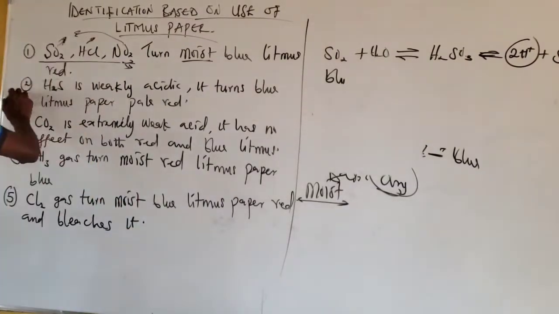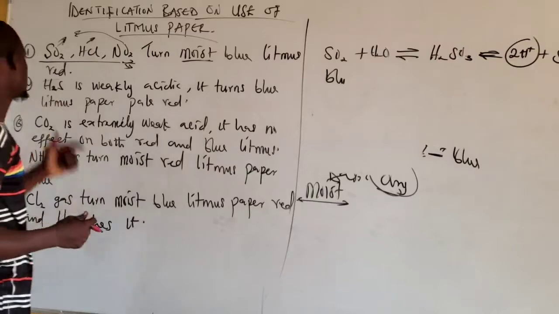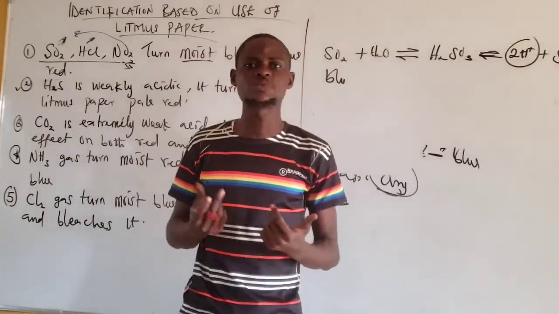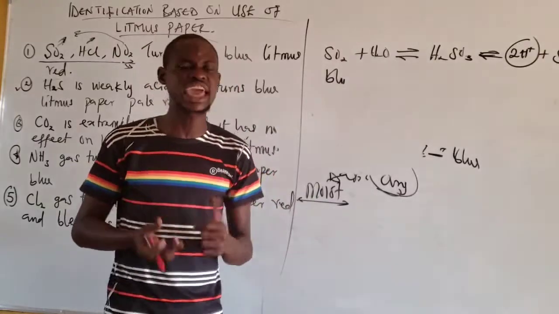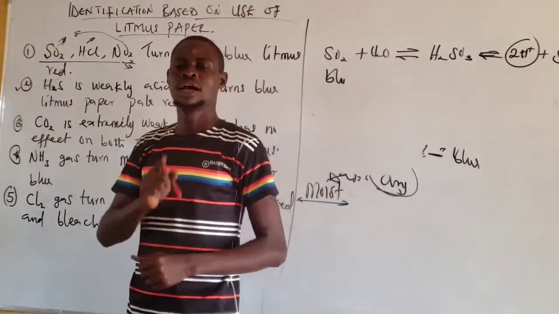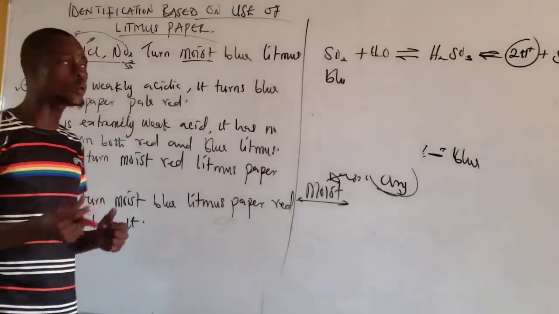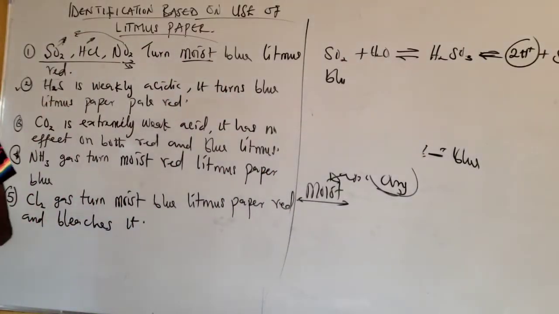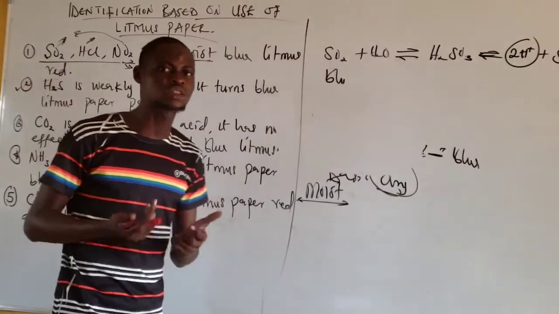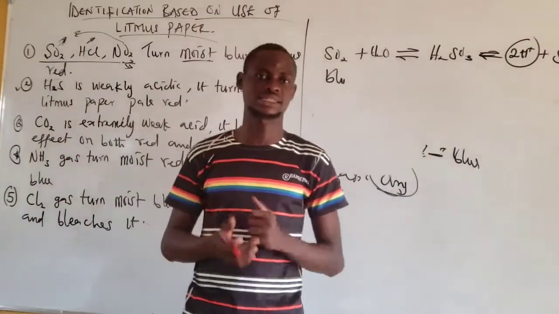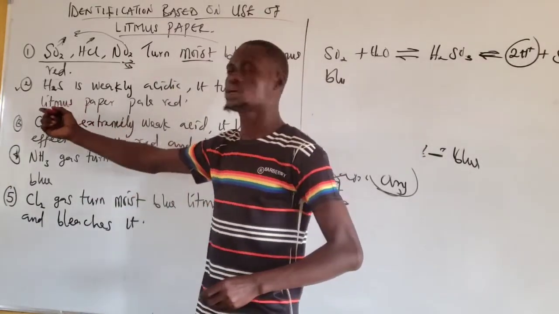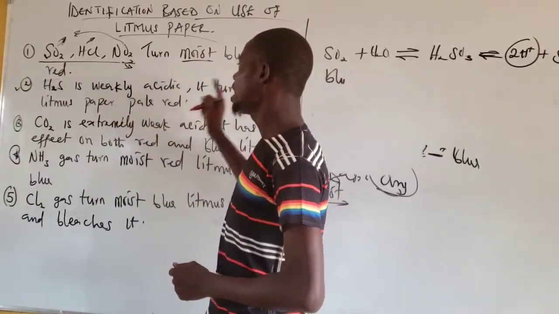The second example I'm going to give you today is this gas. Normally, this gas has an irritating smell, something like a rotten egg smell. This is H2S, hydrogen sulfide gas, and hydrogen sulfide is a weakly acidic gas. When it reacts with moist litmus paper, it produces a weak acid. Do you grab?